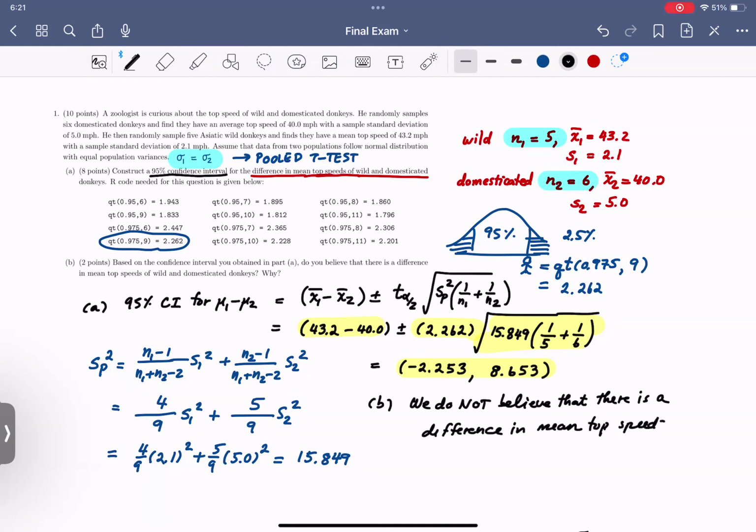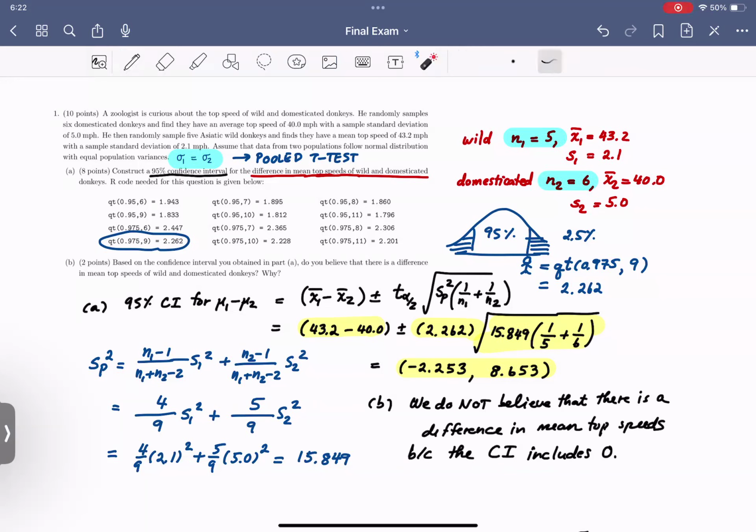Why? Because the confidence interval includes 0, right? Because the confidence interval includes 0, that means 0 is a possible value. That means we still do not believe that there is a difference. If the interval is away from number 0, that means we are sure that number 0 is not a possible value. So that means there is a difference.